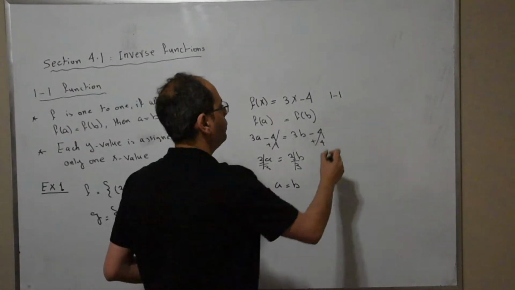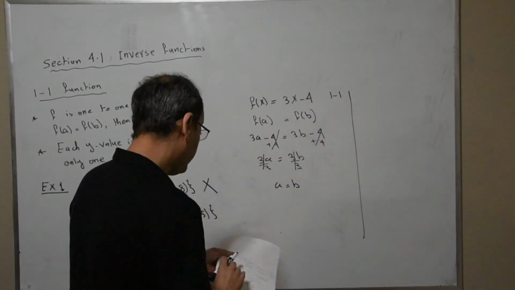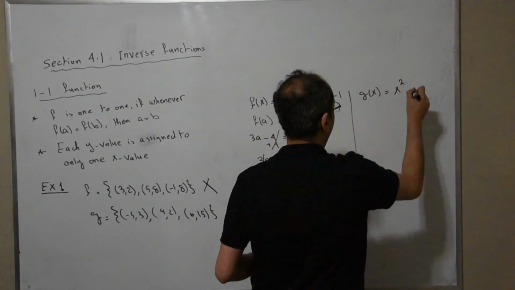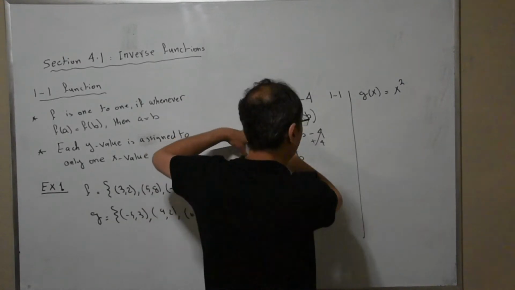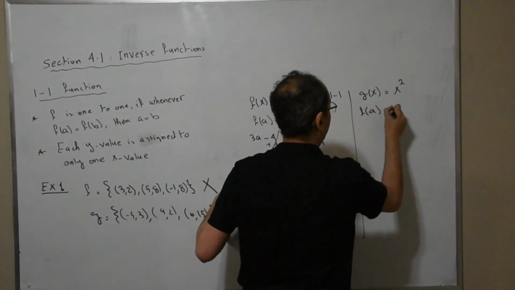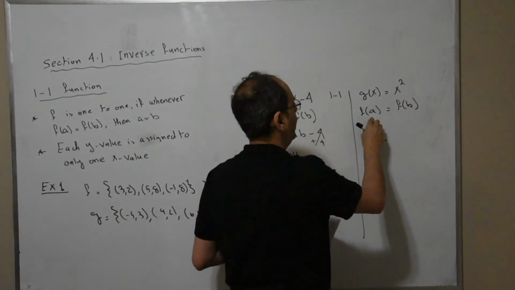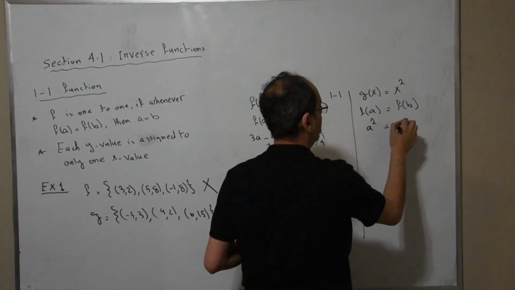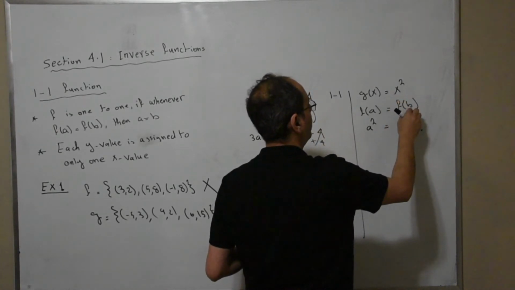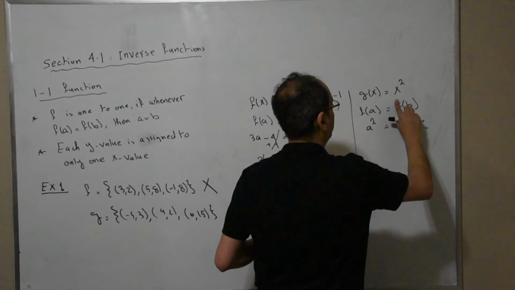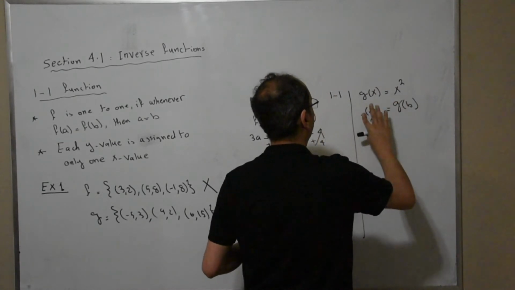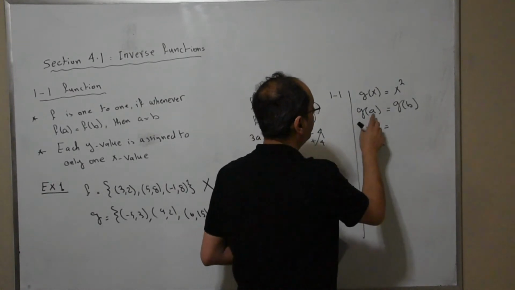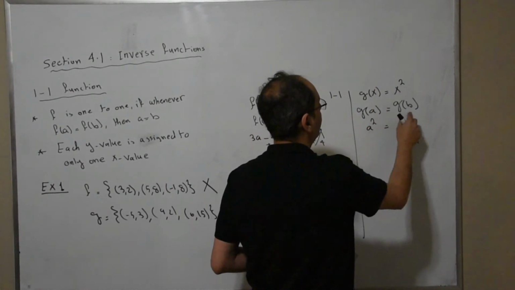Okay, one more example. Let's say g of x is x squared. We start with g of a equals g of b. I'm sorry, this is g, I got used to using f all the time. So g of a is a squared and g of b is b squared.